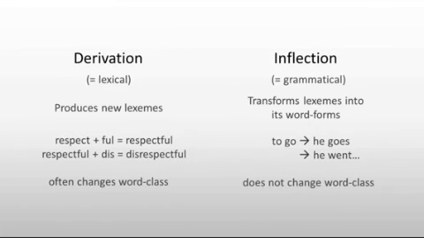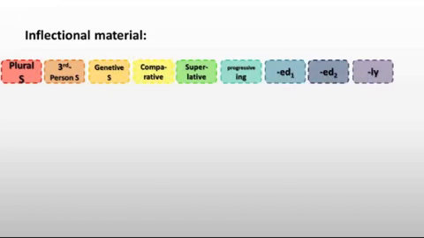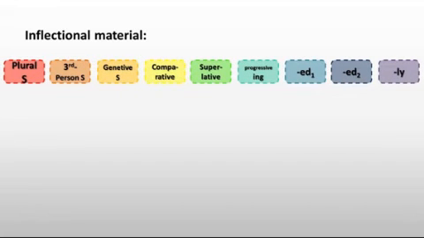Such things cannot occur with inflection, as it merely produces the word forms of a lexeme, and these are all fixed. And now, what you should know about inflection in English. The English language has no more than 9 inflectional endings. These are the plural s, the third person s, the genitive s, the comparative ending er, the superlative ending est, the progressive ing, the simple past morpheme, which here stands for all irregular forms as well, the past participle morpheme, and the adverbial ly. Remember that these are morphemes, so they all have different allomorphs as well.